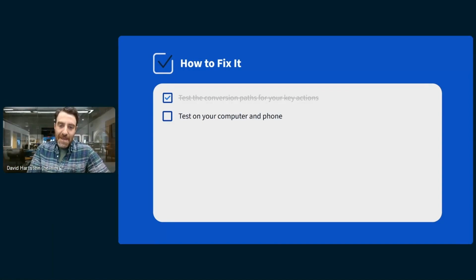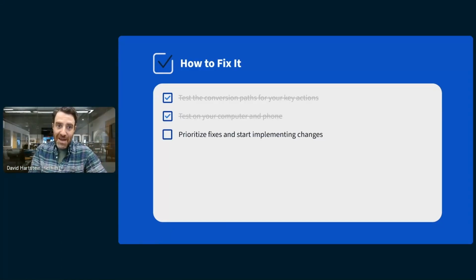So definitely consider testing across devices, and then also don't underestimate the power of speed here. Fast is almost always better when it comes to optimizing your website for conversions and really reducing the amount of friction that folks experience on these conversion paths. And then once you've tested those conversion paths, prioritize fixing anything that's broken, especially if it's preventing visitors from taking those important actions, like submitting a form, for instance.